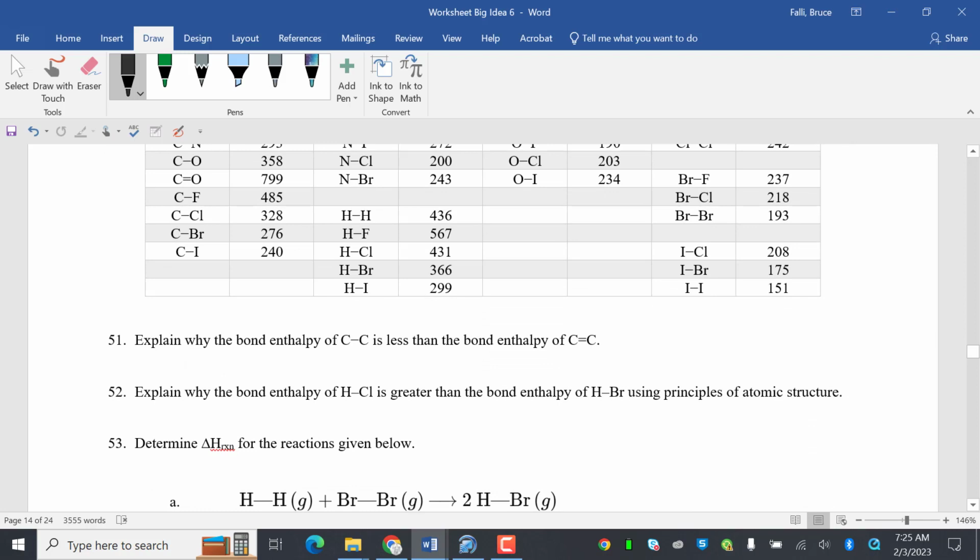Explain why C to C is less than C double C. So again, we have longer and weaker. Why would it be weaker? There would be fewer electrons attracted to the nuclei.